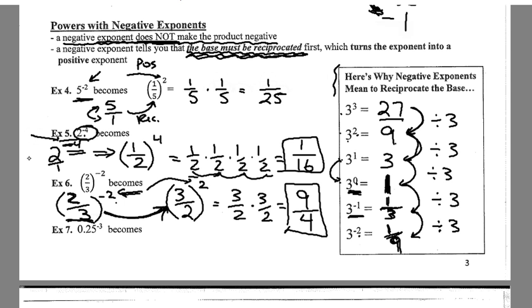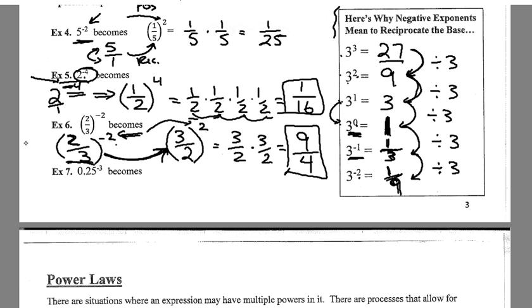Now the last one, number 7, it looks ugly because it's a decimal, but anytime you get a question like this, the decimal 0.25, you should know that as a fraction. Now you could put it as 25 over 100 because it's 25 hundredths, but 0.25 can simplify to 1/4. So instead of working with the decimal base, let's work with the fraction base. So instead of 0.25 to the negative 3, I've converted it to 1 over 4 to the negative 3, because fractions are going to be easier to work with.